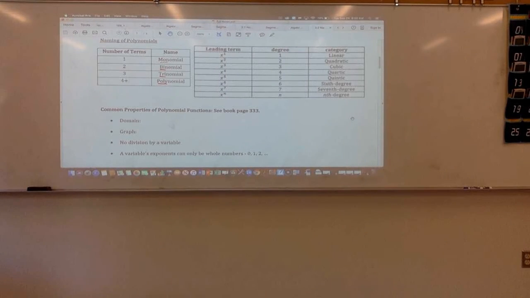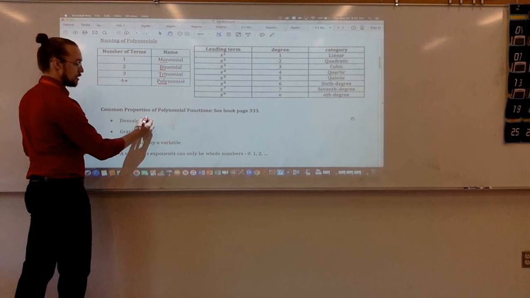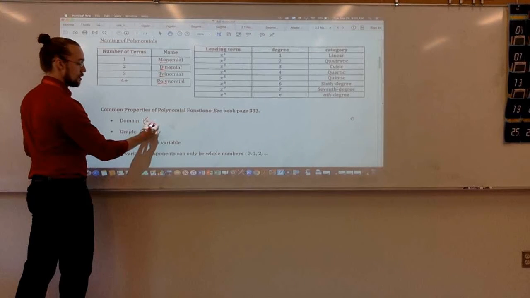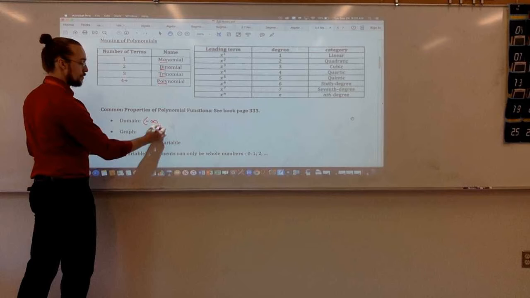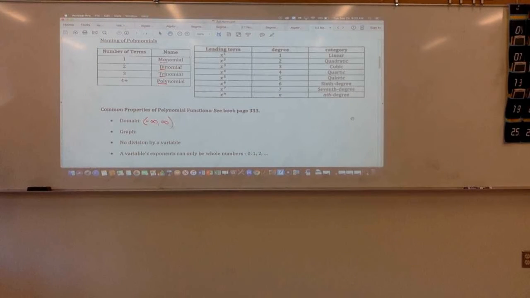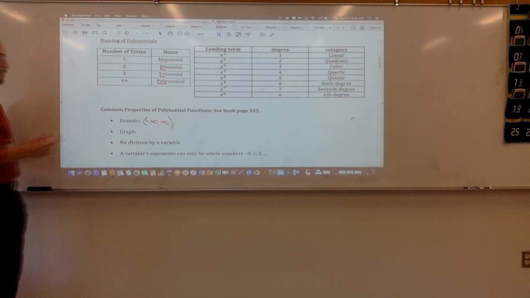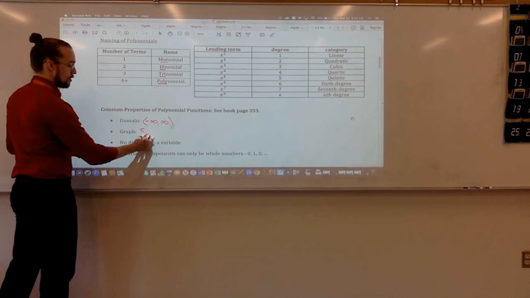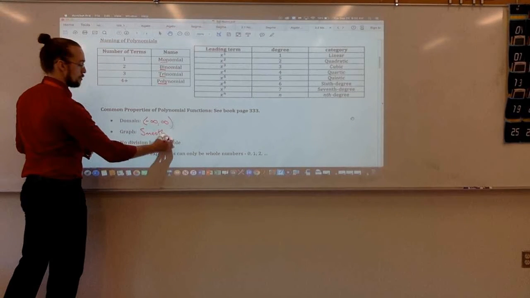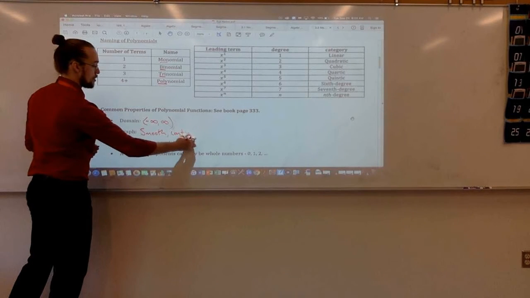Okay, so some common properties of polynomial functions. First of all, the domain is always negative infinity to positive infinity. Okay, the domain of any polynomial function is all real numbers. The graph is smooth and continuous.